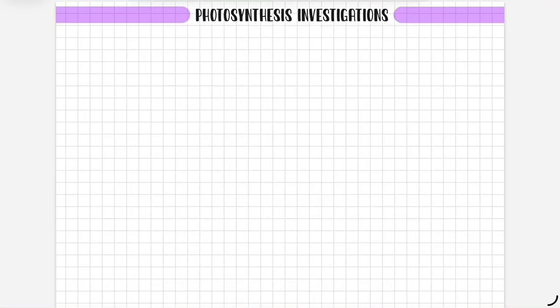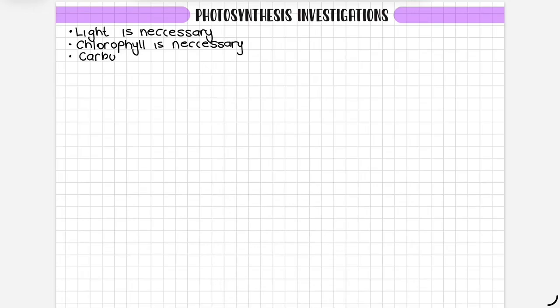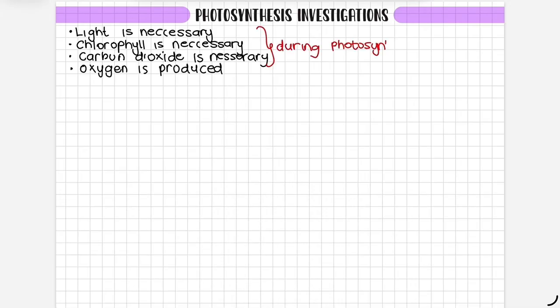My name is Ms. Ngubane and I teach life sciences and natural sciences. Today I want us to do investigations related to the topic photosynthesis. These are: light is necessary, chlorophyll is necessary, carbon dioxide is necessary, as well as oxygen is produced. All this is during photosynthesis. So these statements can be a hypothesis, an aim, or a conclusion.